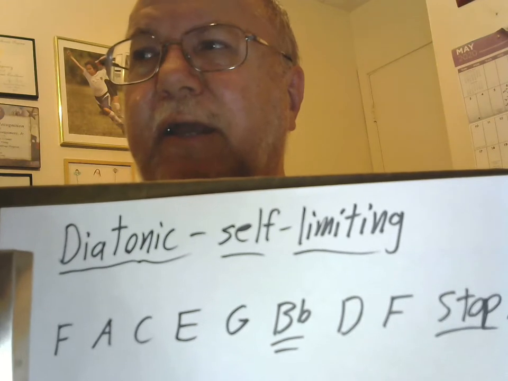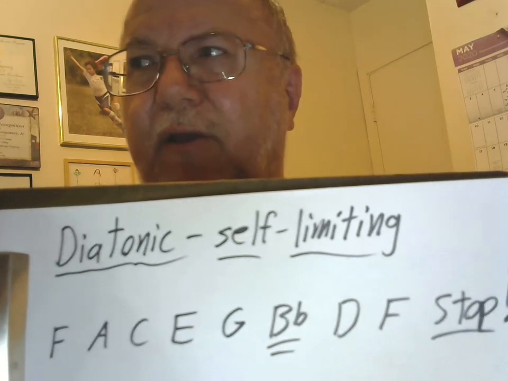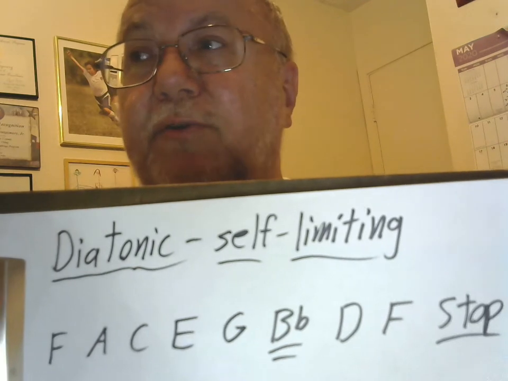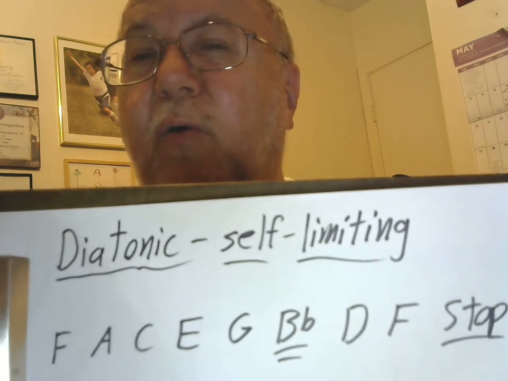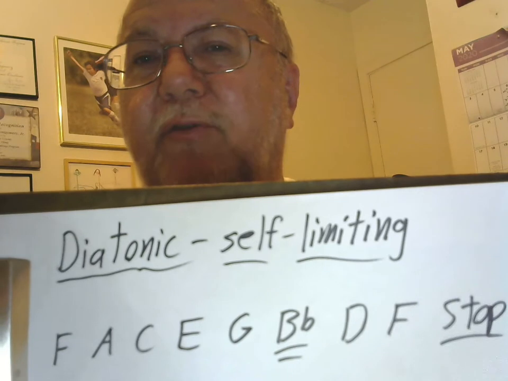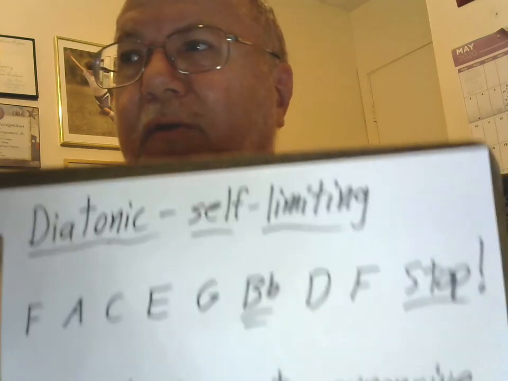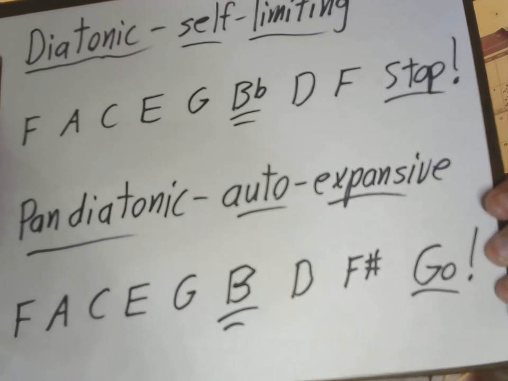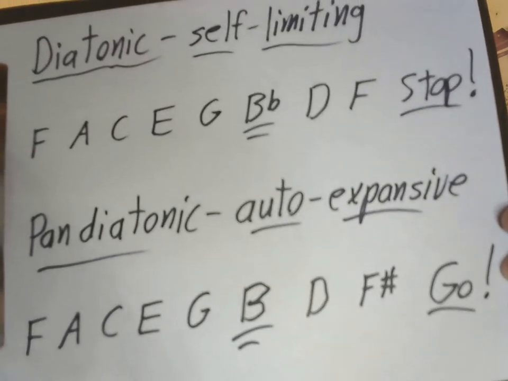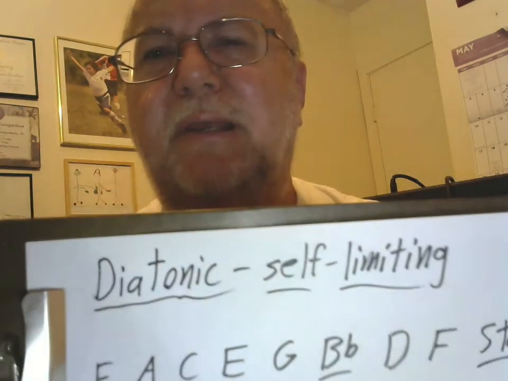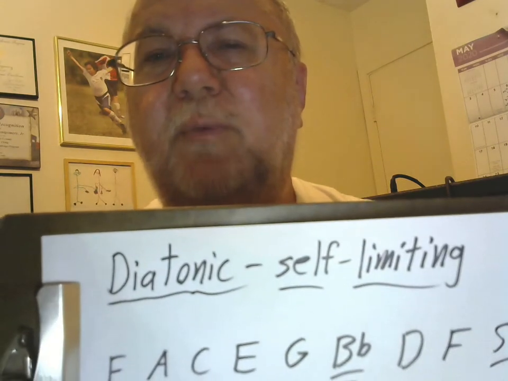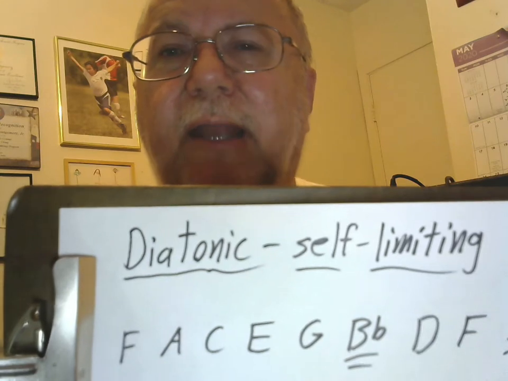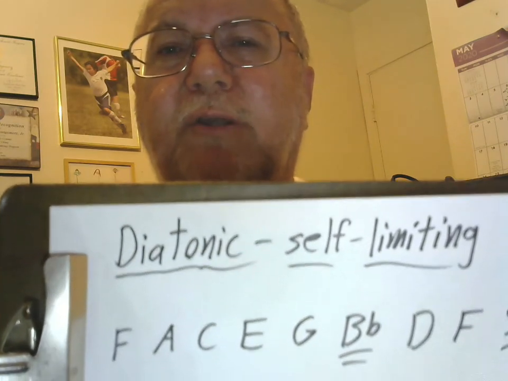So on the other hand, take a look at the pandiatonic scale, which then is arpeggiated by thirds. They're going to always be major third to minor third, major third to minor third. So let's look at that one. So by making that into a B natural, you're able to get major third, major third, minor third, and it now becomes auto expansive.